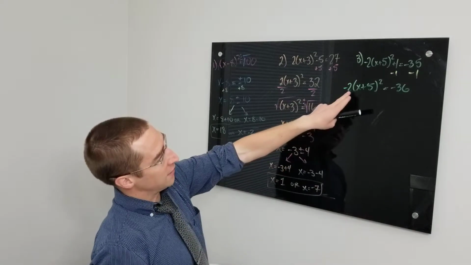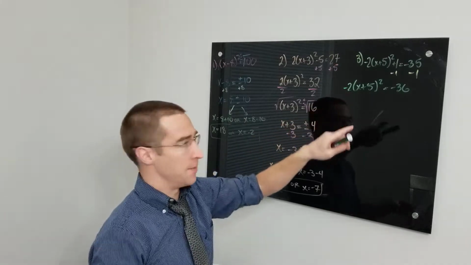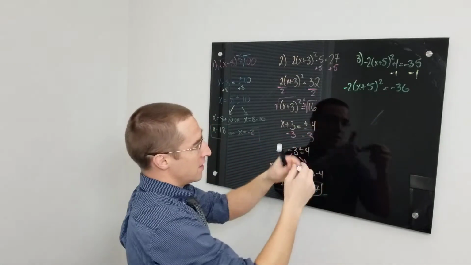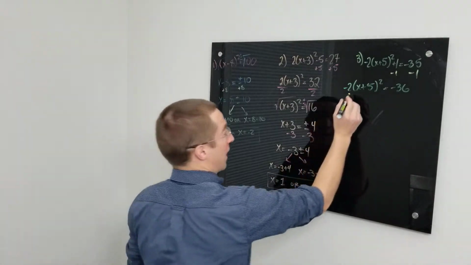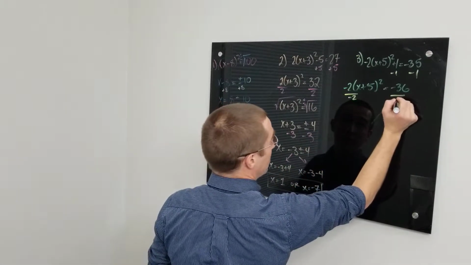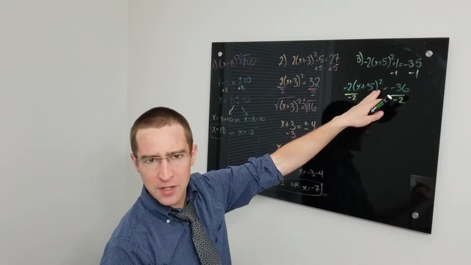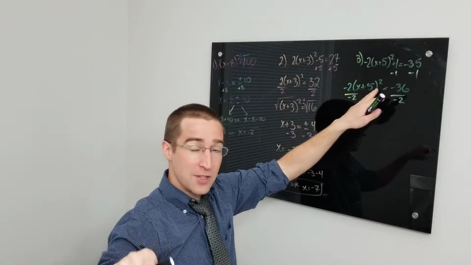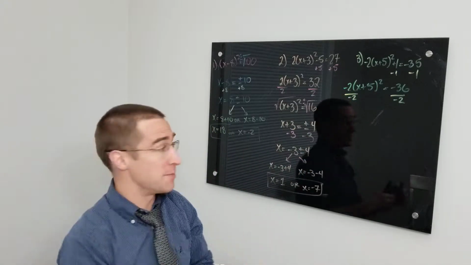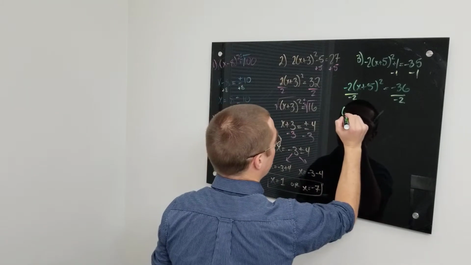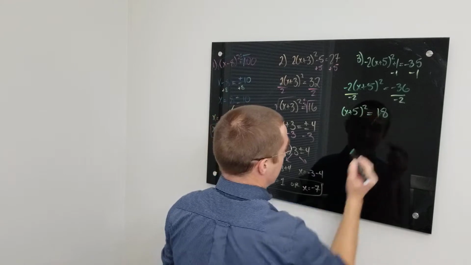All right, now it's a negative 2 times that. This is not a minus 2, it's a negative 2 times, because they're right next to the parentheses. So here, to get rid of that negative 2, we need to divide. So we're going to divide by a negative 2 on each side. Now what's happening on the right-hand side, we had a negative 36. We're dividing it by a negative, so it's going to make it a positive 18. And that's a number that we can square root because it's positive. So here we get x plus 5 squared equals 18.